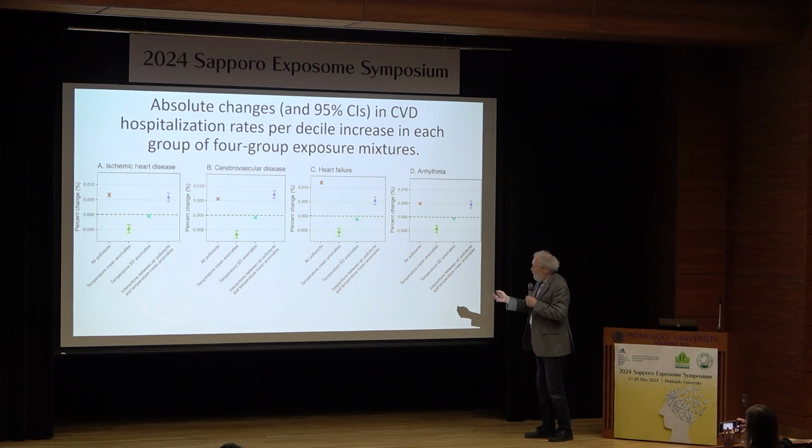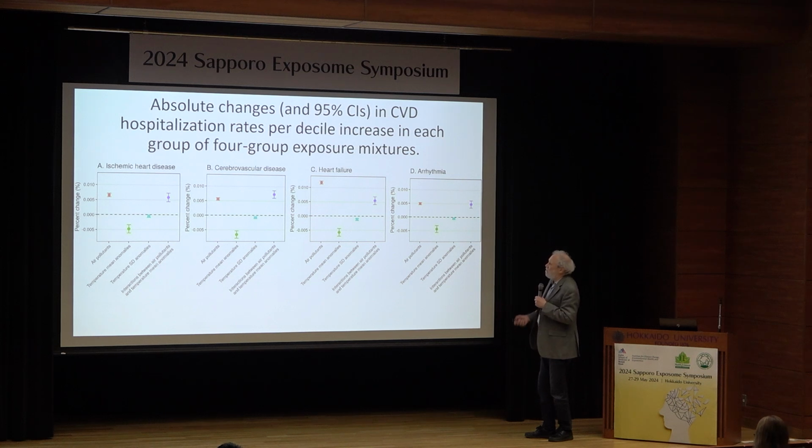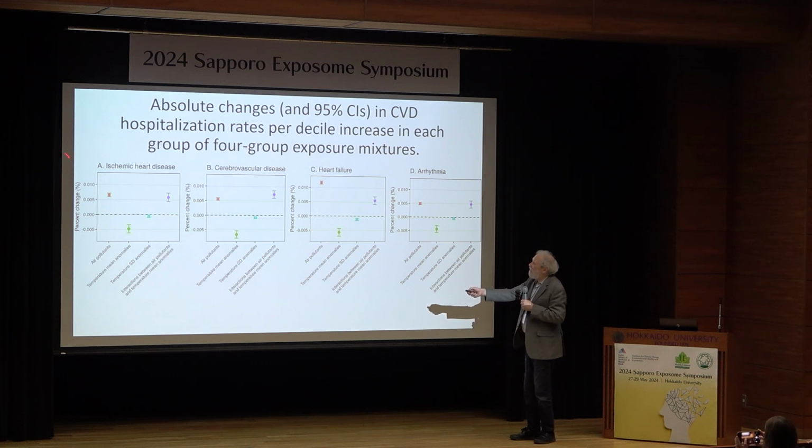Then the third group are standard deviation changes, and then we put in interactions between air pollution and the temperature mean anomalies. And so here are the results. So for ischemic heart disease, air pollution is bad for you.